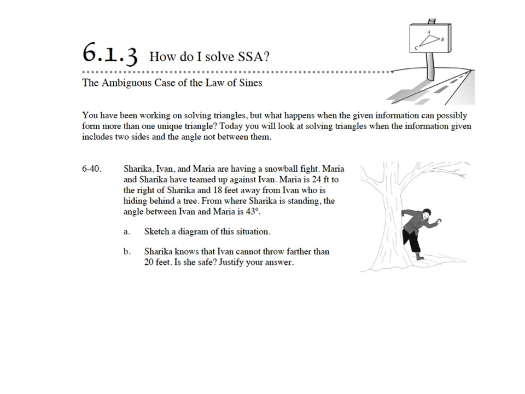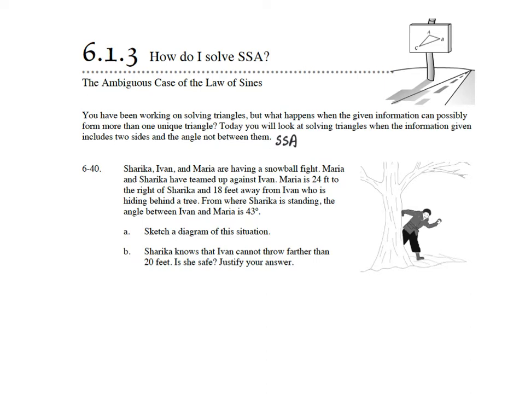So it says you've been working on solving triangles. But what happens when the given information can possibly form more than one unique triangle? Today you're going to look at solving triangles when the information given includes two sides and the angle not between them, as indicated at the top. This is referred to as side-side-angle. So when we have a side-side-angle relationship.